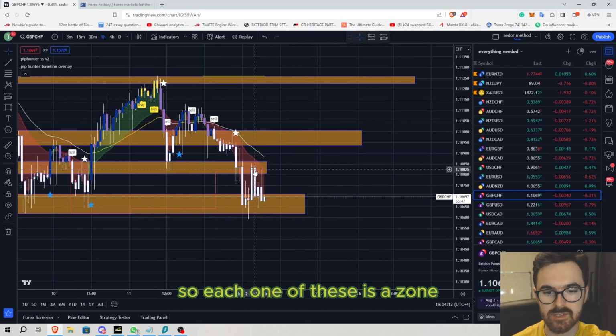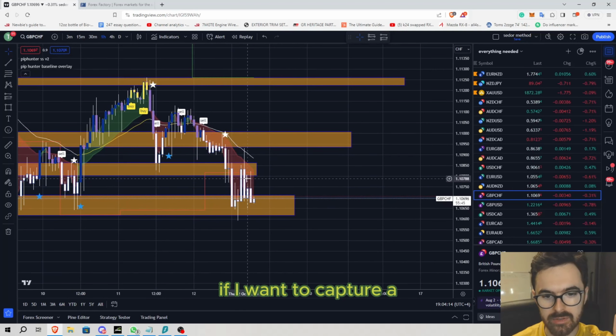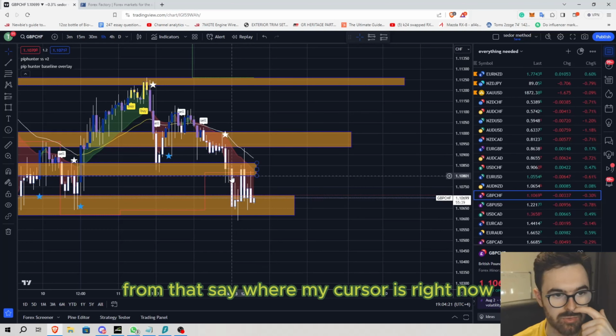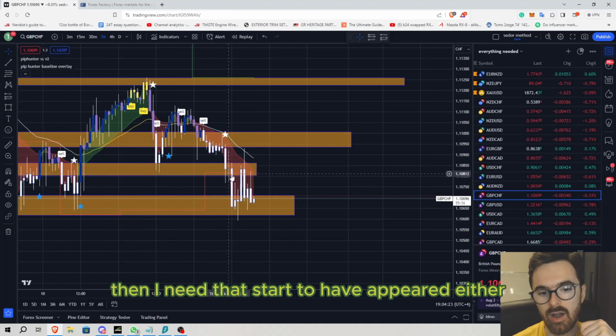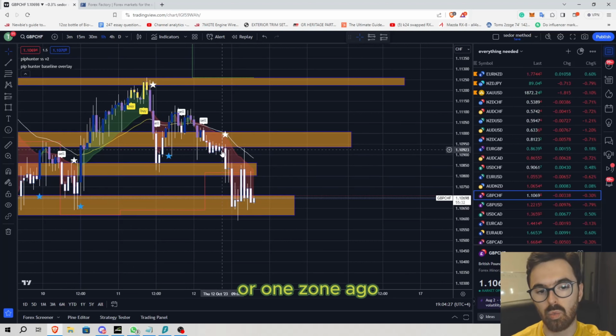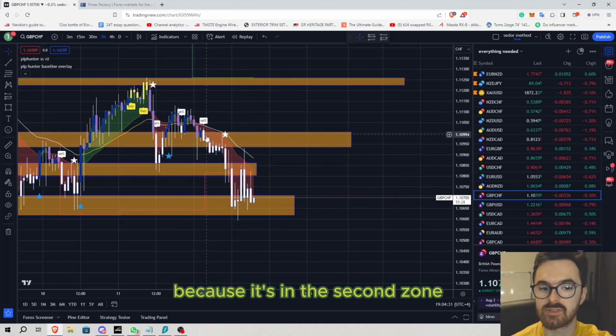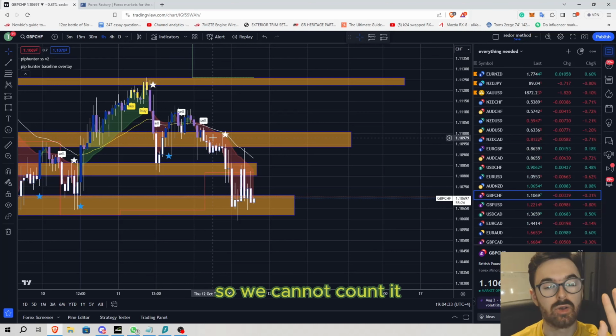So each one of these is a zone. If I want to capture a trade that's designed to move down from, let's say, where my cursor is right now, then I need that star to have appeared either in the current zone or one zone ago. This one is 2 zones ago because it's in the second zone, so we cannot count it.